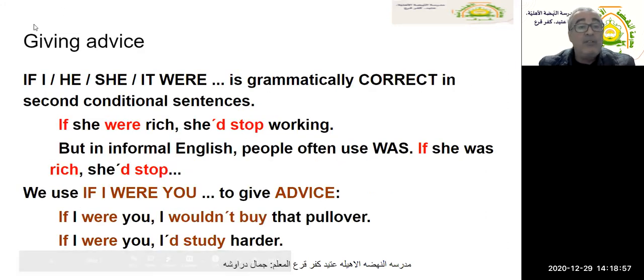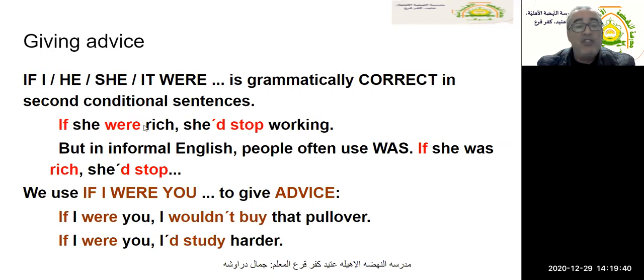Okay. Sometimes we use it to give advice. You want to give advice to someone. If I, he, she, it, were. With I, he, she, and it, we normally use was. I was happy. She was sad. He was angry. But with the second conditional, we can use were. It's okay. It's not a grammar mistake. It's grammatically correct. And only in second conditional sentences, and after that I'll talk about the third conditional.